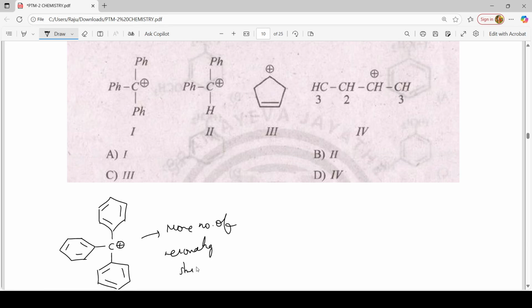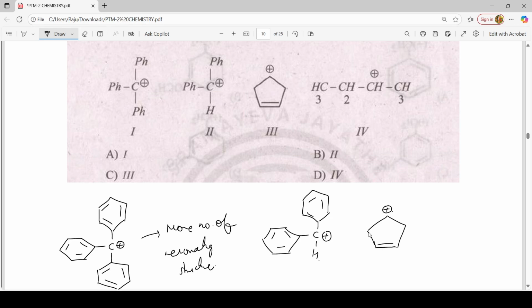Come to the case of the second one. That is a diphenyl carbocation. It also has resonating structures, but the number of resonating structures is less when compared to the triphenyl carbocation. And come to the case of the cyclopentenyl carbocation. Here there is no resonance, students.